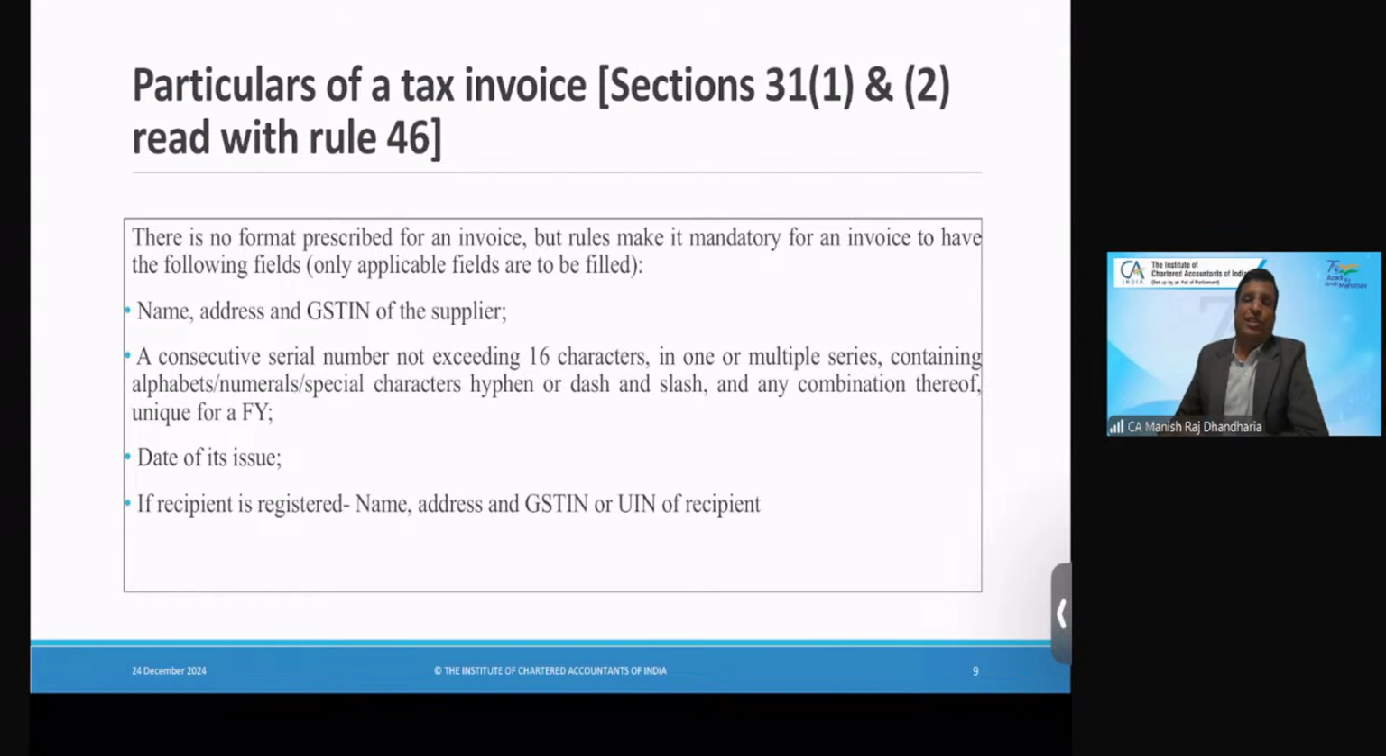Particulars of a tax invoice. This is covered in section 31, read with rule 46. Let me clear one thing: GST law nowhere says anything about any format of the tax invoice. No format is given; you can make any format. Then what is given? GST law gives the mandatory requirement, the mandatory content that should be there in the tax invoice.